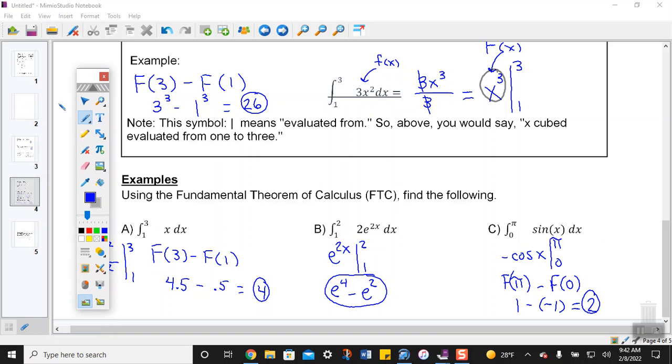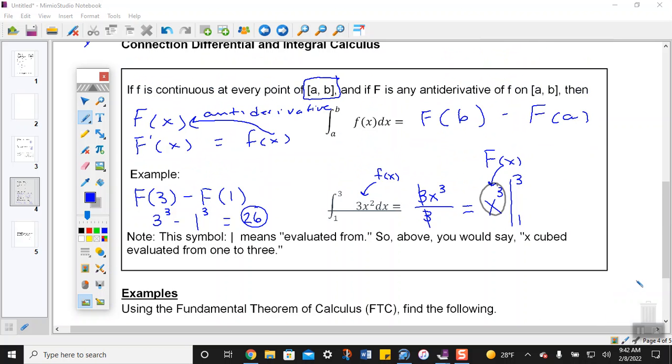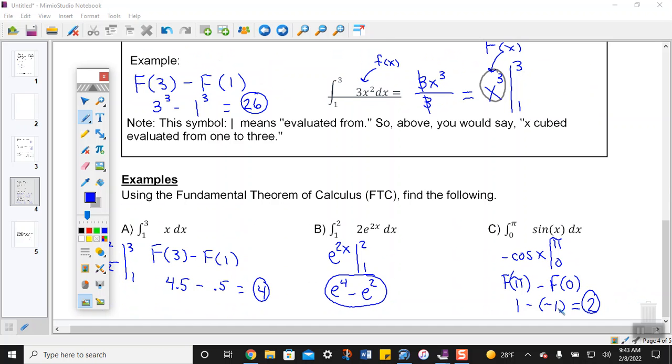Big concept. What's the name of it again? Fundamental Theorem of Calculus. Find your antiderivative and then take the difference at the upper limit and the lower limit within the antiderivative. Okay? Do y'all have what you need from this page right here, friends? Okay. Next page.